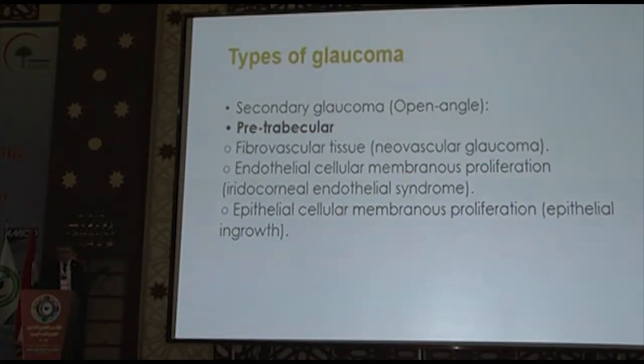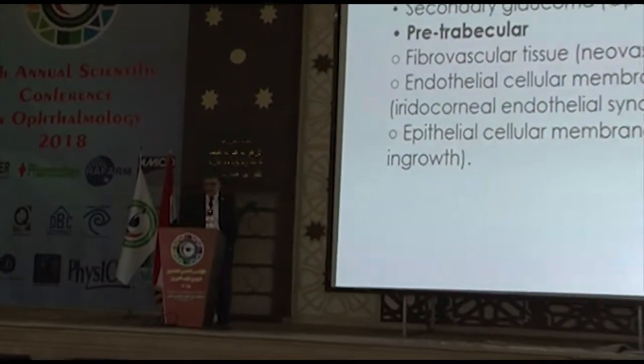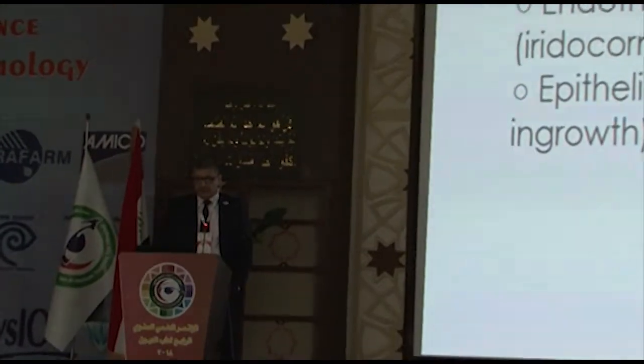Secondary glaucoma is either pre-trabecular, trabecular, or post-trabecular. Pre-trabecular: either fibrovascular tissue, endothelial tissue, or epithelial cells which clog or occlude the trabeculum. Trabecular causes include pigments, red cells, degenerative red cells, macrophages, protein, pseudo-exfoliative material, or other causes like edema or scarring. Post-trabecular causes include carotid cavernous fistula, Sturge-Weber syndrome, or obstruction of the superior vena cava.